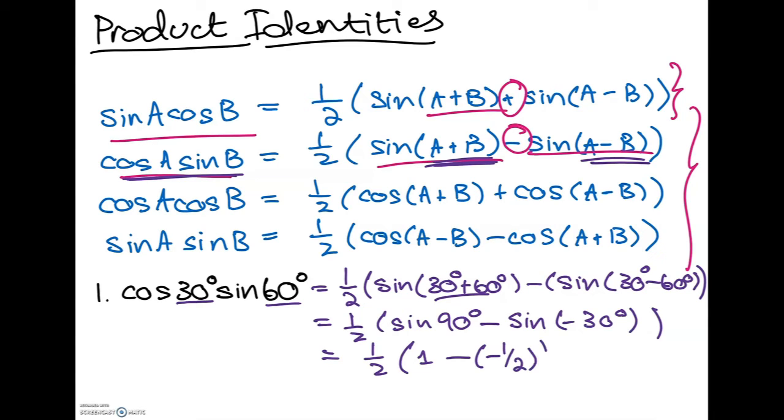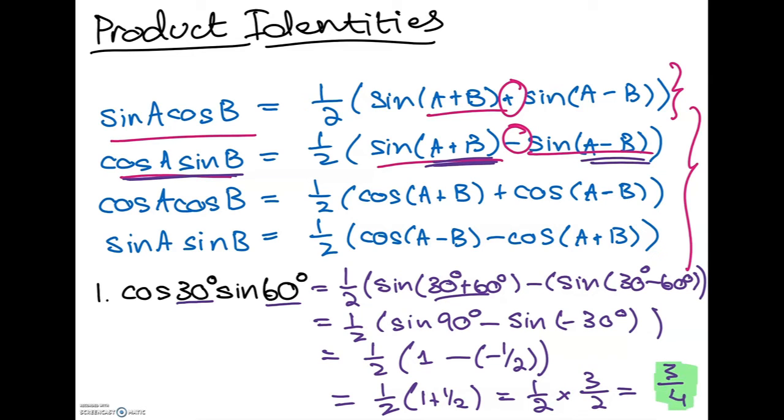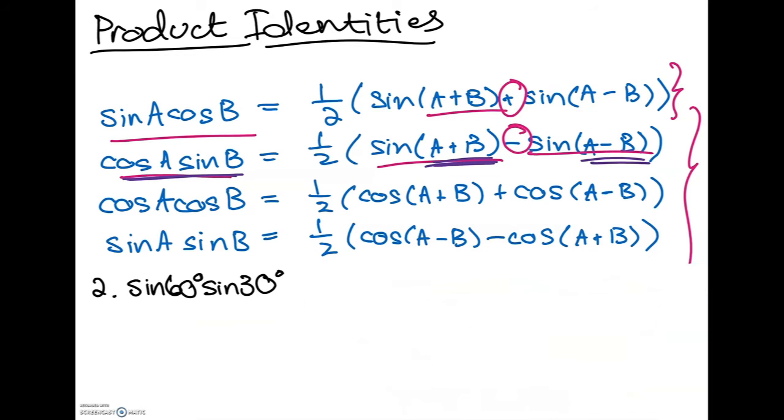You can get that if you look at the unit circle and understand how to find certain trigonometric functions. But if you simplify this, it's just a matter of doing some arithmetic. It's going to be 1 plus 1/2. So it's going to be 1/2 times 3/2, which is finally equal to 3/4. So your final answer for cosine of 30 times sine of 60 degrees is equal to 3/4. And as you can see, we found that entirely by using our identity and some unit circle calculations. So now we're going to do the question sine of 60 degrees times sine of 30 degrees.